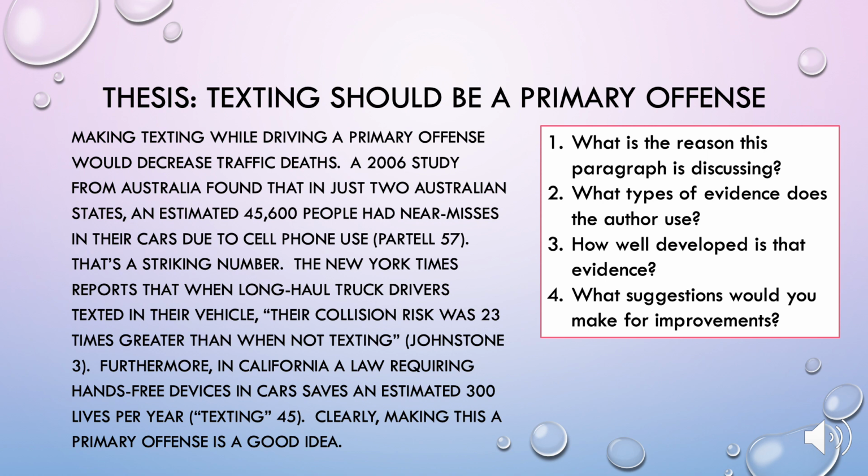So this is something that I want you guys to take a look at on your own. If you download the PowerPoint, just take a look at it, read through this, and answer the questions on the right-hand side. So it's asking, what is a reason that this paragraph is discussing, and what types of evidence does the author use? The next question is, how well is that evidence developed? And the answer for this would be that it's not very well developed at all. So what suggestions would you make for improvements? My suggestion would be to further develop the evidence that's provided so that a reader can understand the connections between each piece of evidence and the writer's thesis.